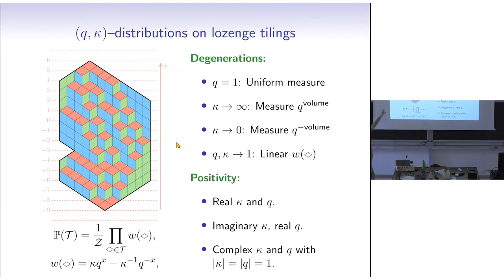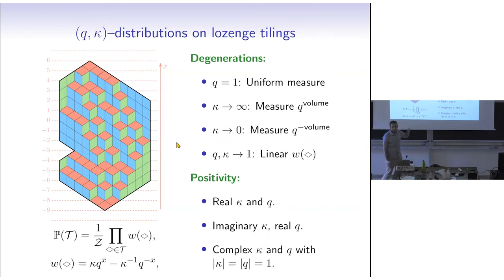So you can say that this is some kind of interpolation between q to the volume and q to the minus volume. One of them puts more weight on the high volume tilings, another puts more weight on low volume tilings, and there is interpolation between these measures. Now, if you send q and kappa to one, and maybe divide this by q minus one, then the weight will become a linear function of x, so the simplest possible thing. So there's quite a number of interesting cases which you get out of that.